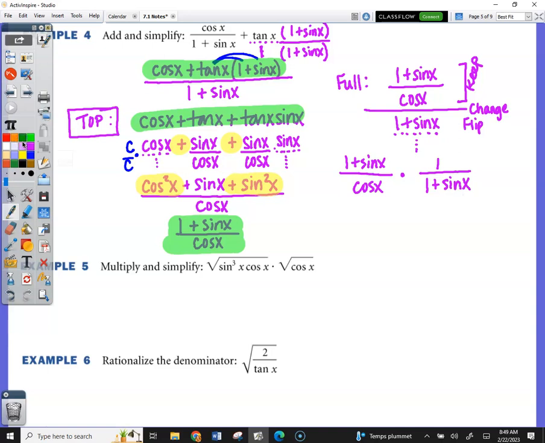And then now you should be like, hey, look at that. That entire factor right there matches that entire part, and I can cancel them. You're going to love this. So you end up with 1 over cosine. What is 1 over cosine, y'all?